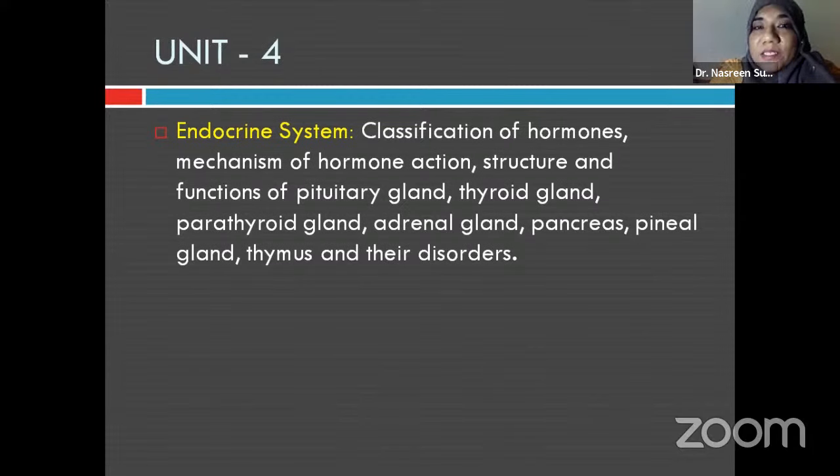So in this endocrine system, you have classification of hormones, mechanism of hormone action, and structure and functions of the pituitary gland, thyroid gland, parathyroid gland, adrenal, pancreas, pineal gland, all the glands, right? Here, disorders usually means hyper and hypo. For all the glands, you just study the functions of the glands.